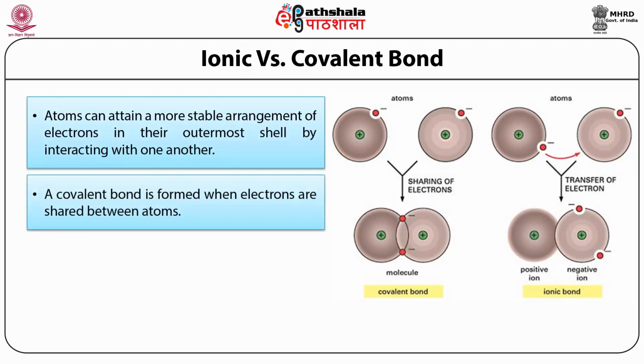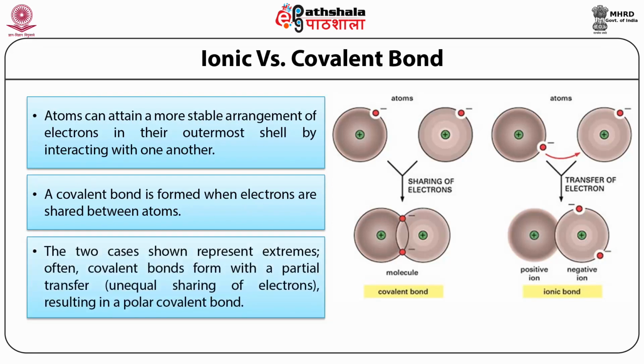So, an ionic bond is defined when electrons are transferred from one atom to another atom. However, covalent bonds, which are formed when electrons are shared between atoms, are found to be less strong than ionic. These two cases are depicted in the picture on the left hand side and right hand side. Covalent bonds formed by partial transfer or sharing result in a polar covalent bond, as shown here.